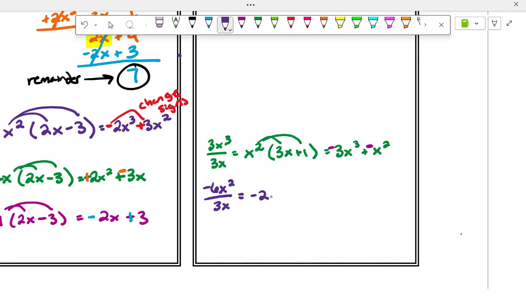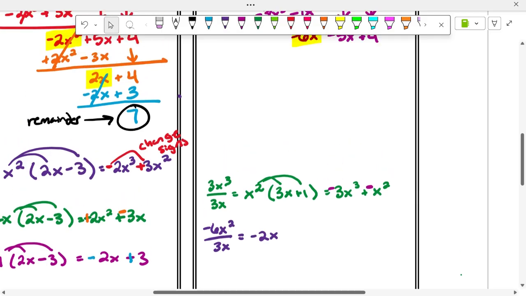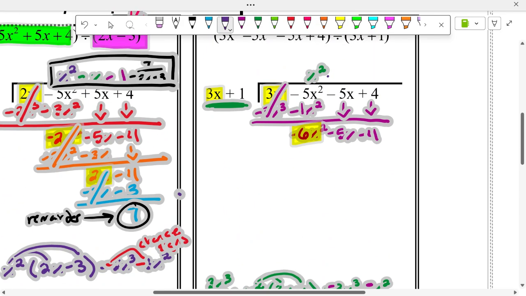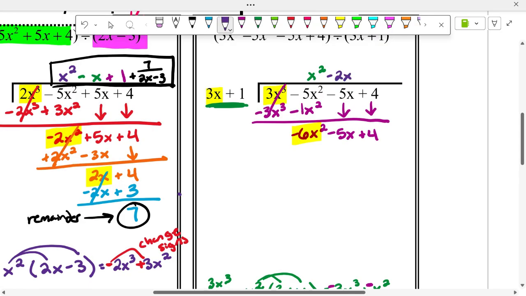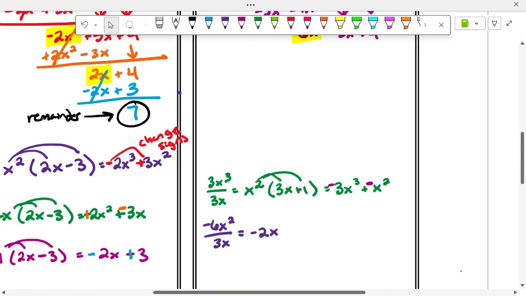Negative 2, what? X, good. So before I do anything, I'm going to write the negative 2x at the top so I don't forget it. What's my next step, Chase?